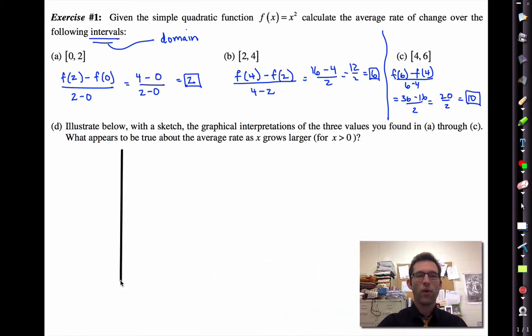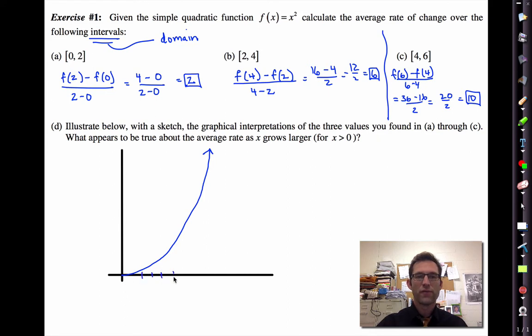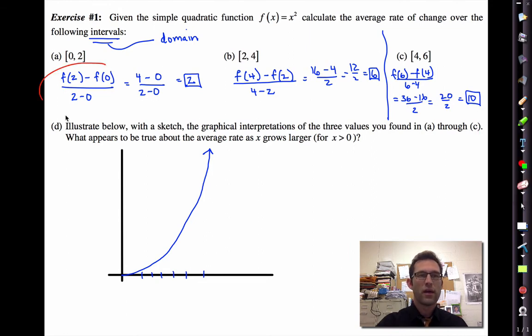Now what I'm going to do is only draw the portion of the parabola that's in the first quadrant. The reason that I'm going to do that is that I'm not really looking at the average rate of change anywhere else. So let me mark 1, 2, 3, 4, 5, 6. And again, the idea is in this first calculation, let me do this in, let's say, red.